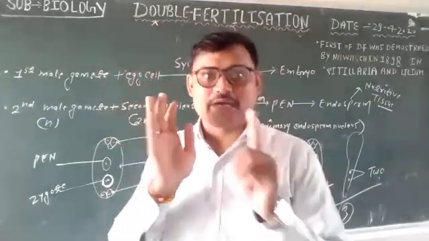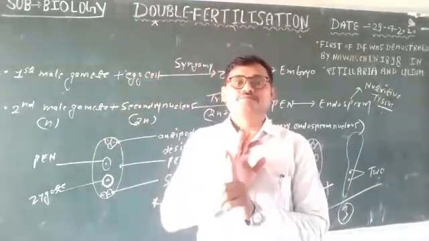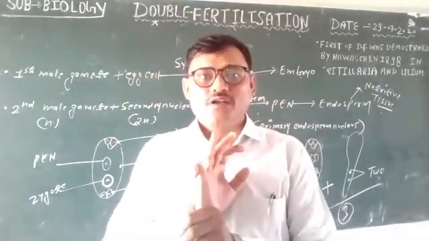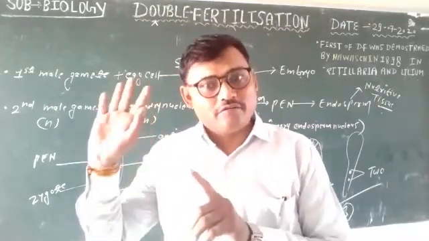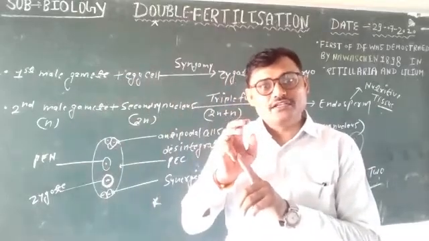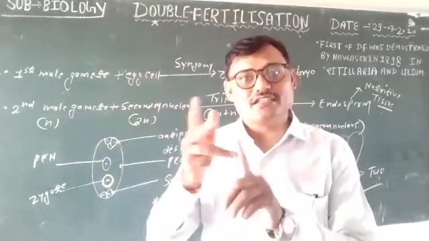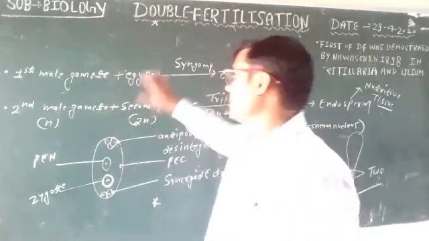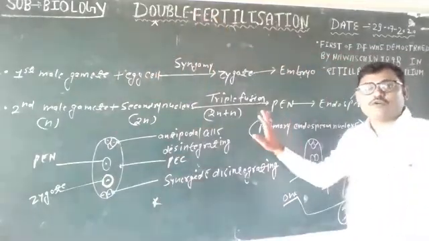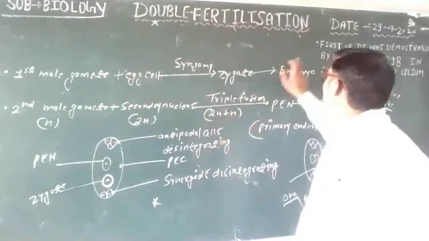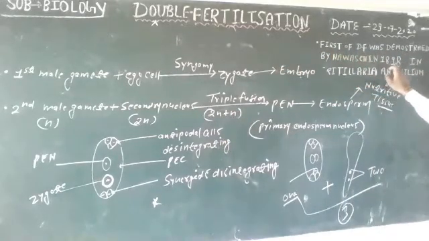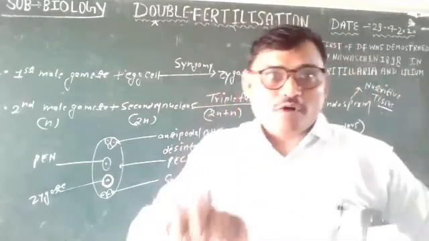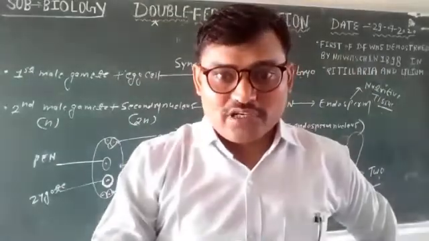Keep in your mind the first question: how many nuclei are involved in double fertilization? That is 5. And how many gametes are involved in double fertilization? 3. Then this is the overall explanation about double fertilization. And I have written here, this double fertilization was demonstrated by Nawaschin in 1898 in Fritillaria and Lilium. This is the overall explanation about double fertilization.